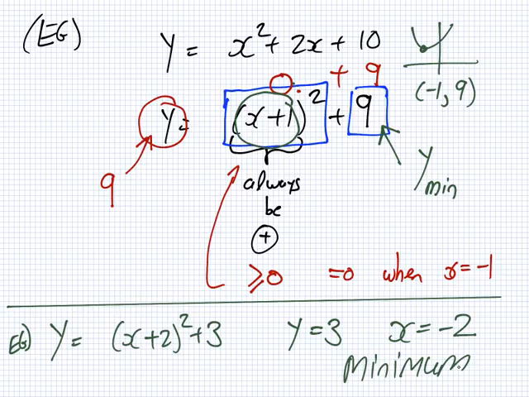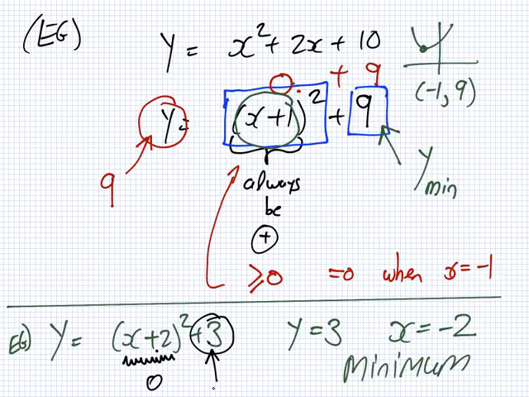Minus 2 again. You want to make this part here a 0 because that's when you'll get the 3. So x has to be minus 2. So that's to get the minimum value of y. To get the minimum value of y, you need to make this a 0 because this is the smallest it can be. Yeah, it's okay. Shall we do another example?